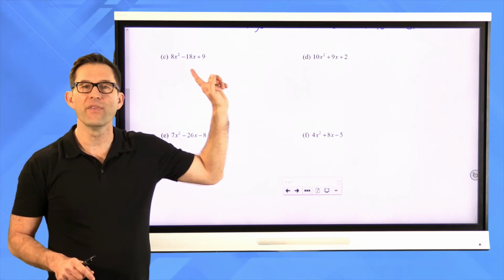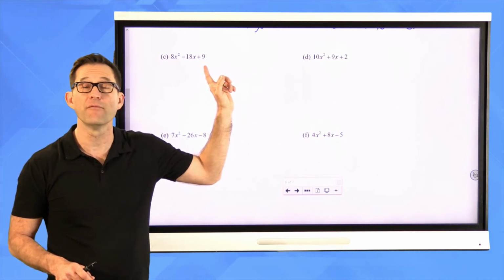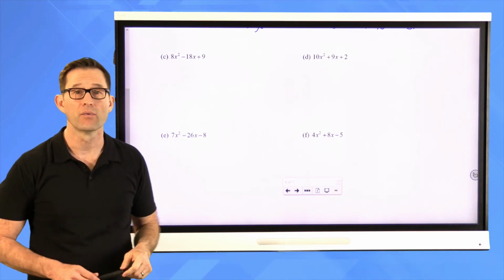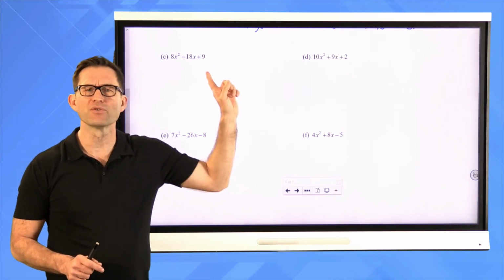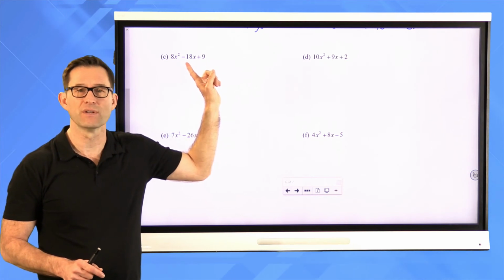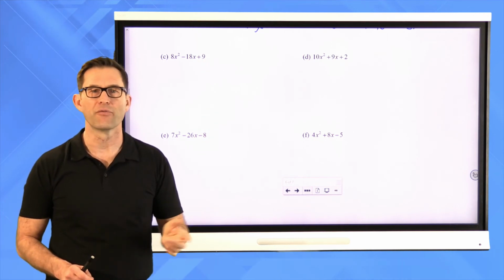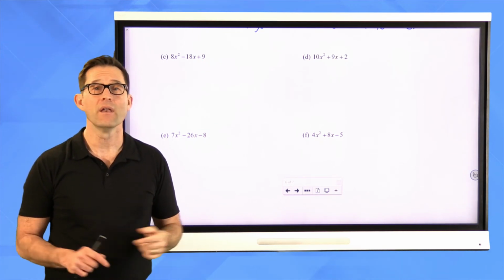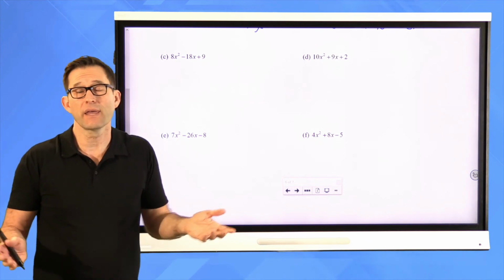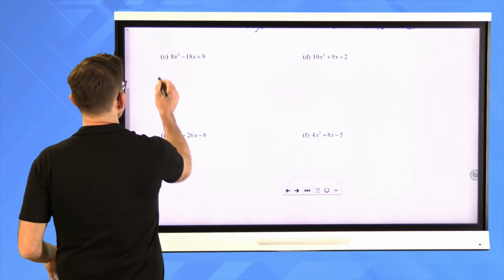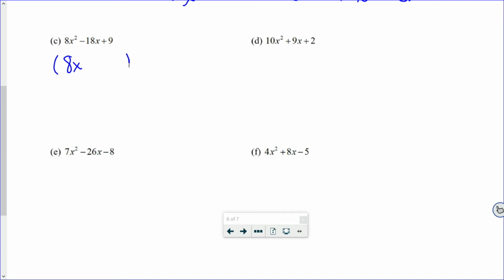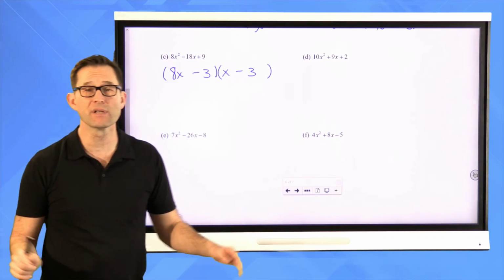Now, I know that the last two has to be a product of positive 9. That's also tricky, right? Now, I know both numbers really have to be negative because that center coefficient is negative. If both of them were positive, there's no way I'd get a negative 18. But will it be negative 3 times negative 3? Or will it be negative 9 times negative 1? So again, let's go with some random guess. Let's go with 8x and x, and I'm going to go with negative 3 and negative 3.